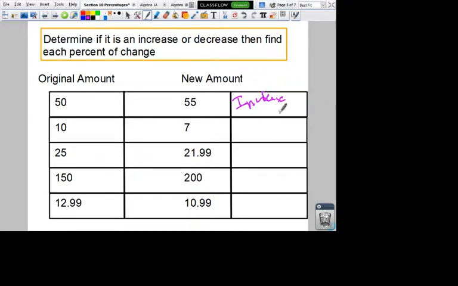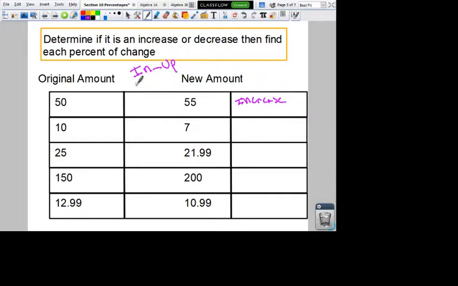Let me try that again. So you're going to say, is it an increase, is it a decrease, and then we're going to talk about it. How's the first one? Increase. What's my original? 50. What's my new? 55. Did you go up or down? Up is increase. Remember, increase is up, decrease is down.